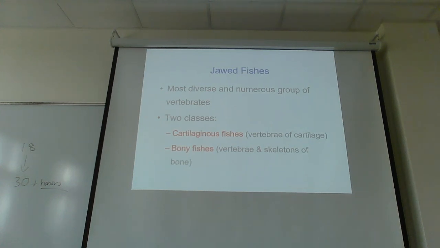There are two classes of fishes that we're going to look at: cartilaginous fishes as well as bony fishes. Who are the cartilaginous fishes, which evolved first? These are fishes whose vertebrae are made of cartilage.